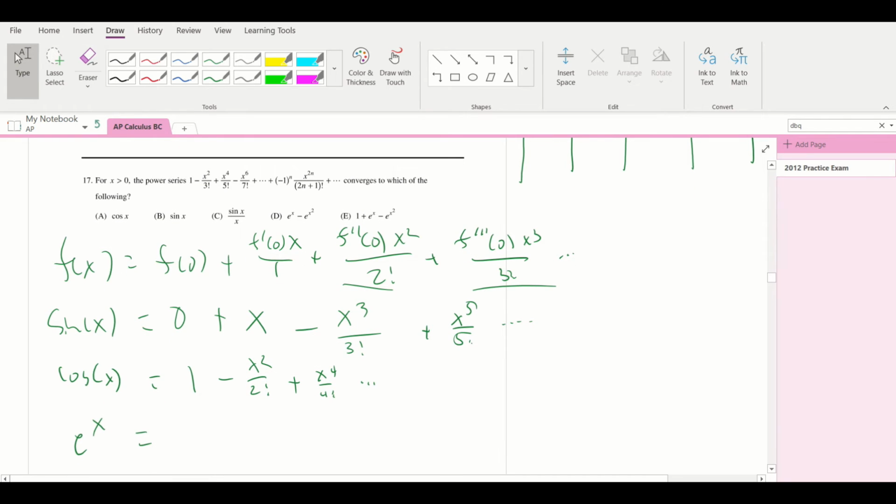well, I mean, we already have our answer. We can just check against each of these. So we have cosine, that's not right. We have sine, that's not right. Well, we have sine x over x. This becomes 1 minus x squared over 3 factorial plus x to the power of 4 over 5 factorial, which matches here. So we have C.